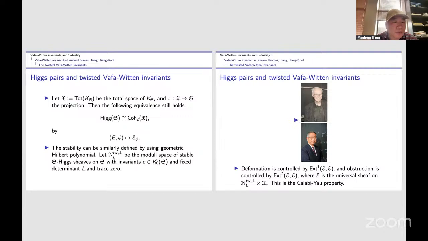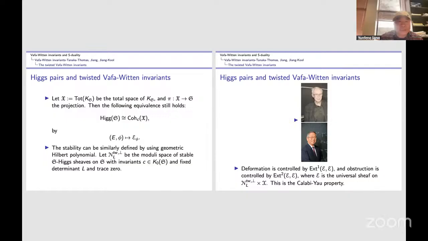Now, suppose capital X is the total space of the canonical line bundle of the gerbe, or of the surface. For a surface, the total space of the canonical line bundle is a Calabi-Yau threefold. So here it is a Calabi-Yau threefold stack, a DM stack, and pi is the projection. From the spectral construction, we have the following equivalence: the moduli space of Higgs bundles or Higgs sheaves on the surface or on the gerbe is equivalent to compactly supported two-dimensional sheaves on the total space of the canonical line bundle.